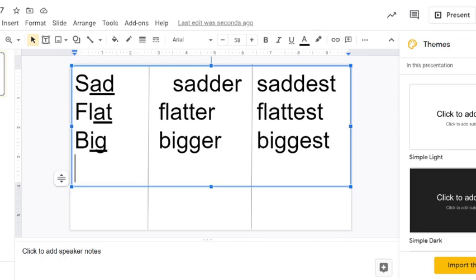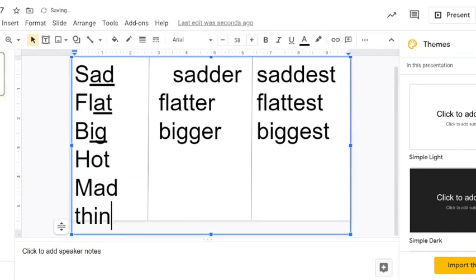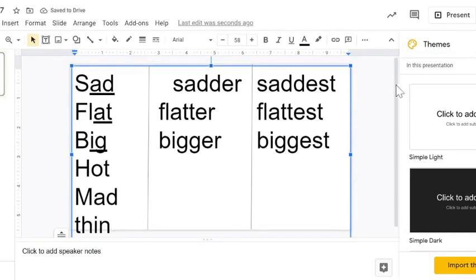So I want you to try it with hot and mad and thin. Okay, see if you can add the suffixes to those three words. Don't worry about these being capitalized. That's only because I hit enter and the computer does it automatically. They're not the beginning of a sentence or proper noun, so they shouldn't be capitalized. Okay, once you finish, make sure to submit.